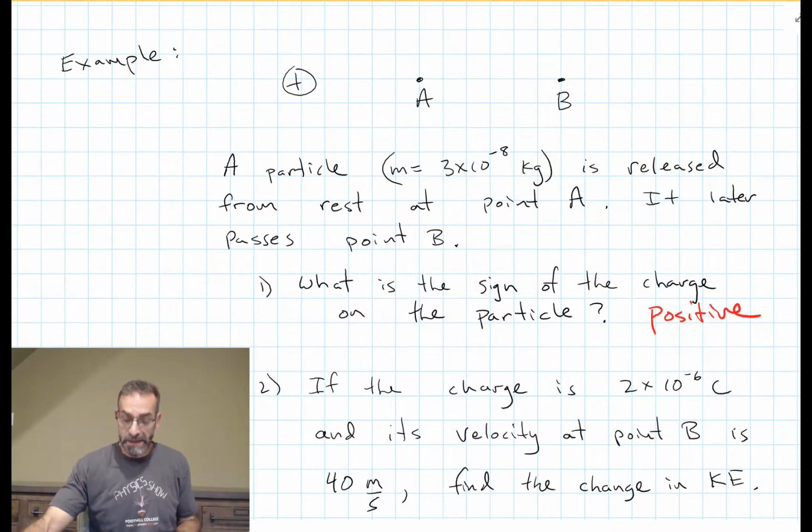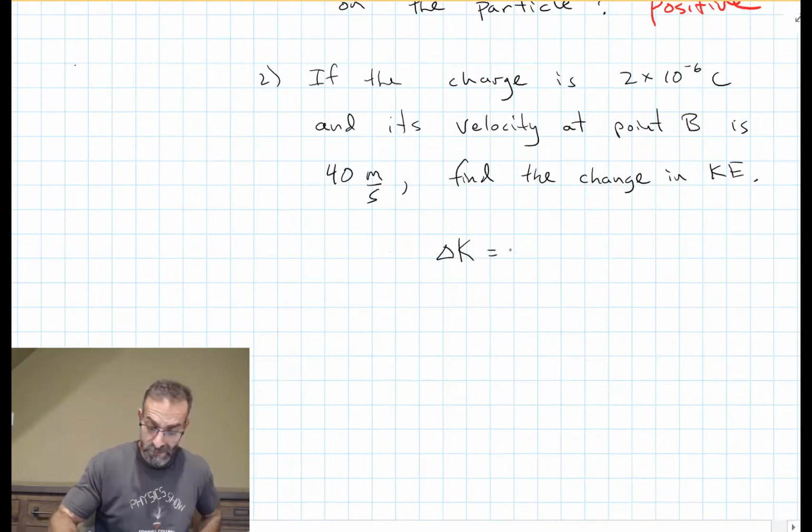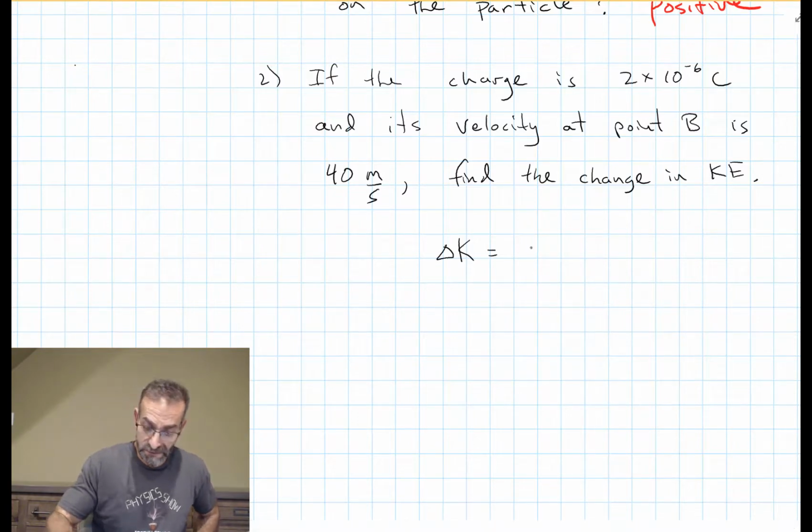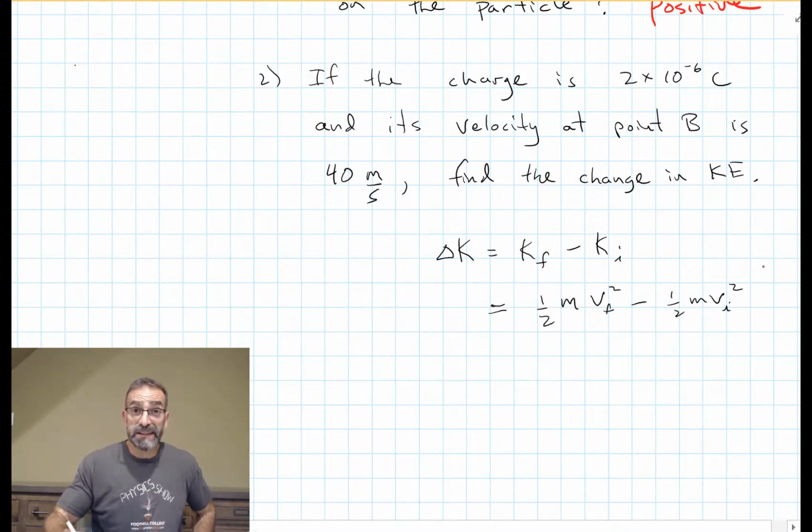The next question is, if the charge on the particle is 2 times 10 to the minus 6 coulombs, and its velocity at point B is measured to be 40 meters per second, find the change in kinetic energy of our particle as it moves from A to B. Change in kinetic energy is the final kinetic energy minus the initial. And we were given that the initial velocity was 0.